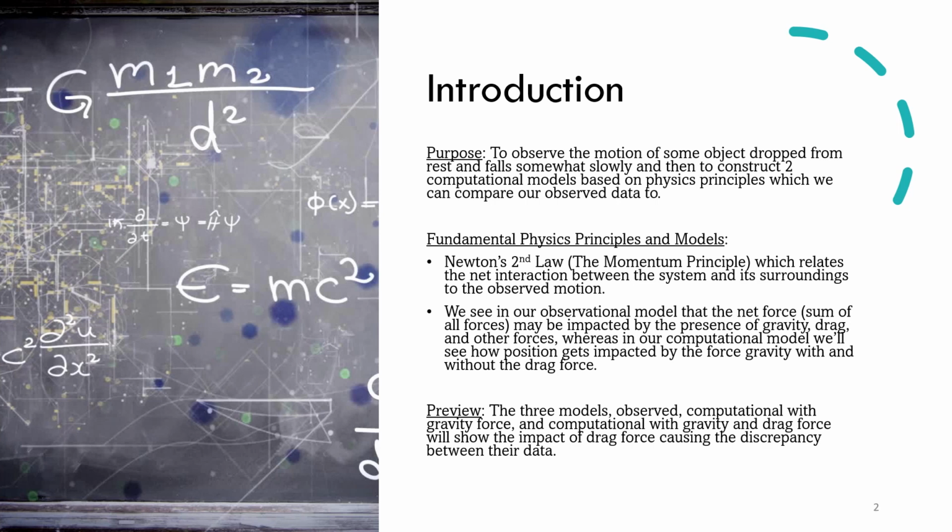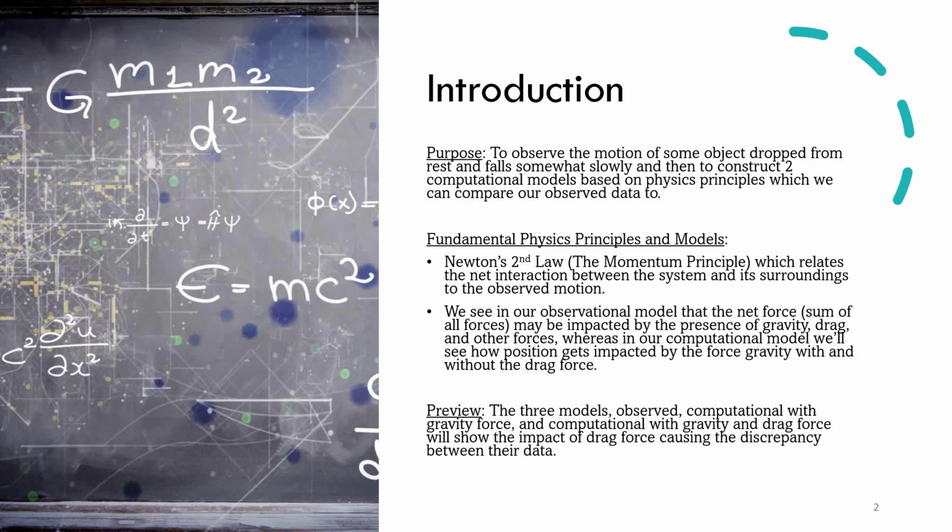The purpose of this lab was to observe the motion of some object dropped from rest and falling somewhat slowly, and then to construct two computational models based on physics principles which we can compare our observed data to. Some fundamental physics principles and models we can see in this lab are Newton's second law, the momentum principle, which relates the net interaction between the system and its surroundings to the observed motion.